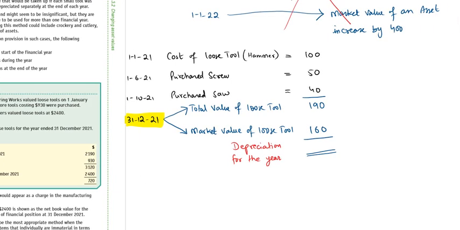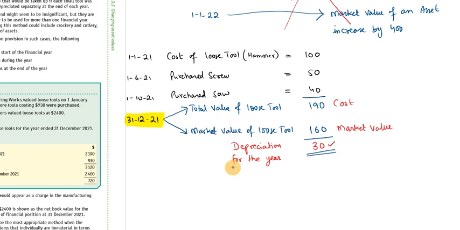So the depreciation will be, in our books of account, the cost of the asset is 190, but the market value is above 190 or below 190. So the market value has decreased. Market value decreasing means our assets depreciate. So we will calculate depreciation at 30. Okay.